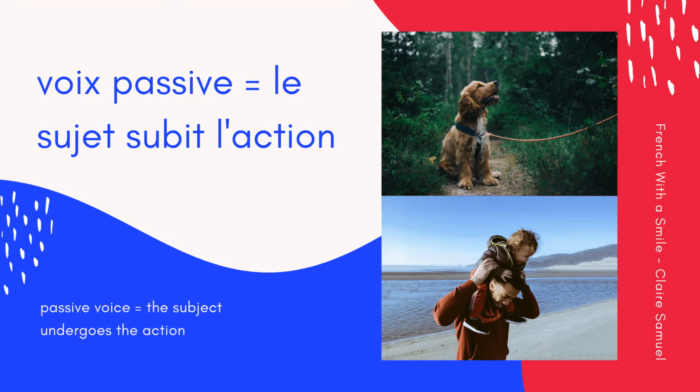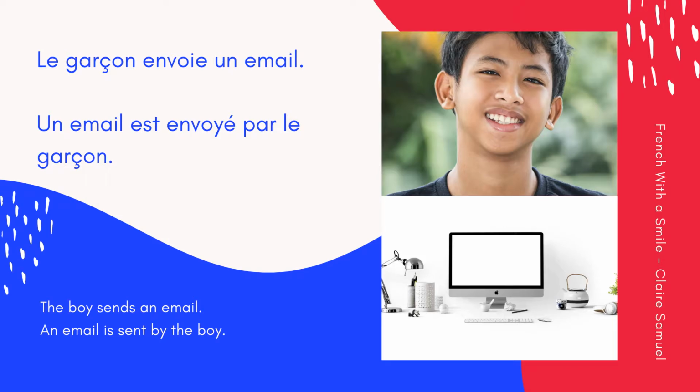So let's see an example of a sentence with complément d'objet du verbe and the sentence the other way around in the passive voice. Le garçon envoie un email. Un email est envoyé par le garçon. You see, so complement of the verb. Le garçon envoie quoi? Un email. Passive voice, un email est envoyé par le garçon.